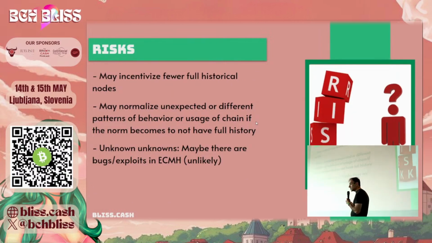But introducing something like this is pretty risky, and you want to be sure you don't make a mistake. So some of the risks I thought of, and there are probably things I haven't thought of: doing something like this would incentivize fewer full historical nodes, because you don't really need to serve up all the blocks anymore. And that may normalize some unexpected use cases of Bitcoin Cash, where we don't care if the blocks are huge constantly with full of junk, whatever, you just use UTXO commitments, you throw away the old blocks. It might not be a good idea, right?